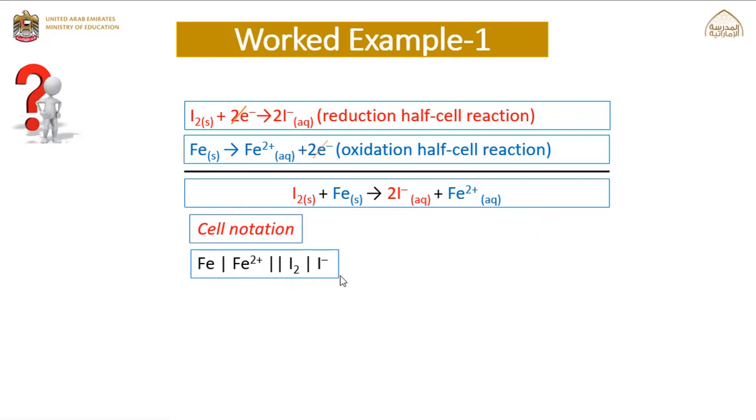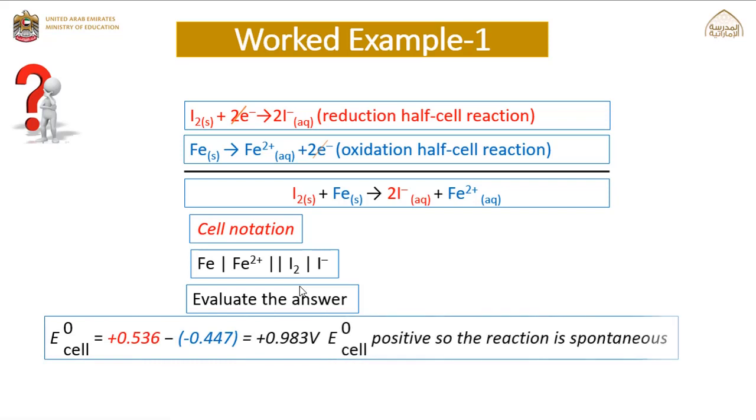Cell notation can be Fe | Fe2 plus || I2 | I minus. These two lines show the salt bridge. When we are evaluating the answer, we have got the answer plus 0.983 volt, right? This is positive, so the reaction is spontaneous.